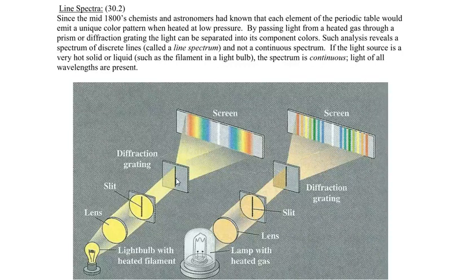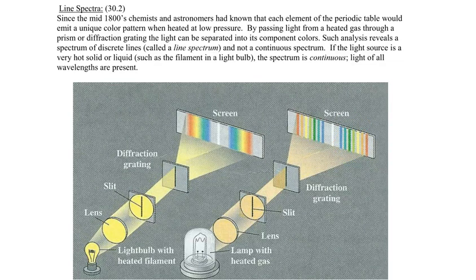Now, if you replace this incandescent light bulb with a gas discharge tube or a lamp of heated gas, hydrogen or neon or whatever it is, you'll end up with the emission spectra that is shown over here, sometimes called the line spectra. Each of these lines represents a wavelength of light.